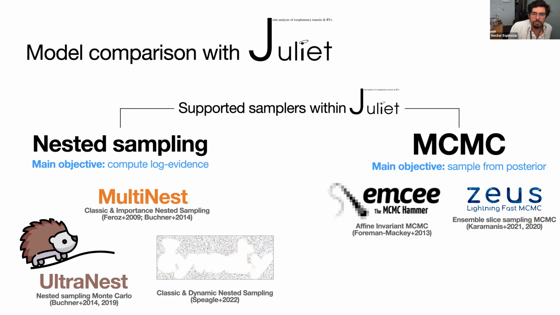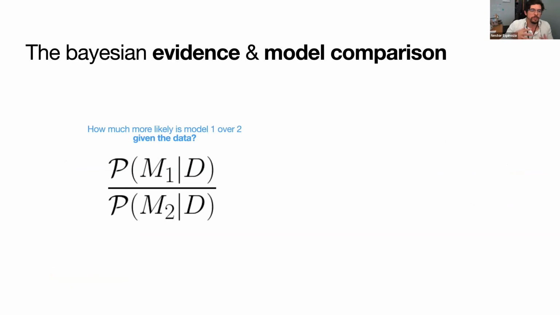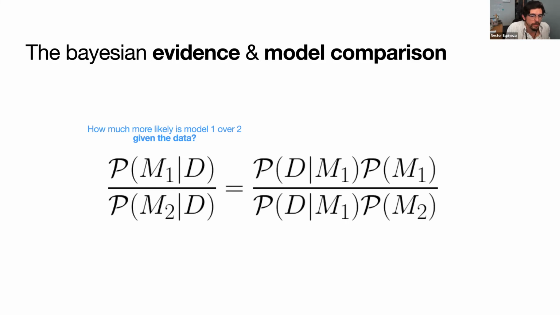But I wanted to go briefly into why model comparison is such a neat thing. With nested samplers, you can extract the Bayesian evidence to perform model comparison. The end goal of model comparison is to compute this ratio. You have two models, model 1 and model 2, and you want to compare the probability of model 1 given the data over the probability of model 2 given the data. That's actually very hard to do. How much more likely is model 1 over model 2 given the data? It's a complicated integral. But the neat thing is that you can transform that by Bayes' theorem into these terms here.